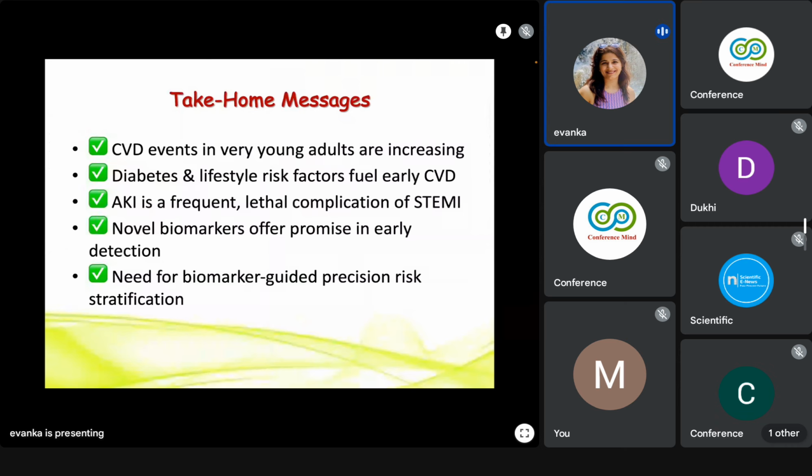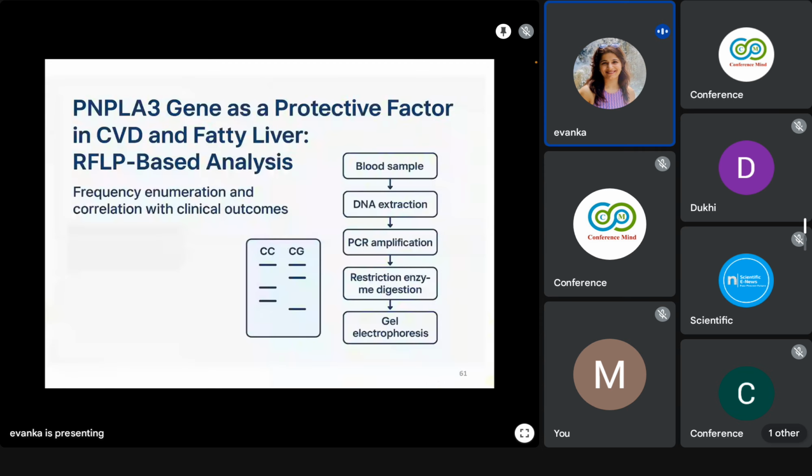So the take-home message here was that CVD events are increasing, and very young adults are affected. Diabetes and lifestyle risk factors fuel early CVD. So these novel biomarkers, if we can dig in using metabolomics or proteomics, may offer promise in early detection.